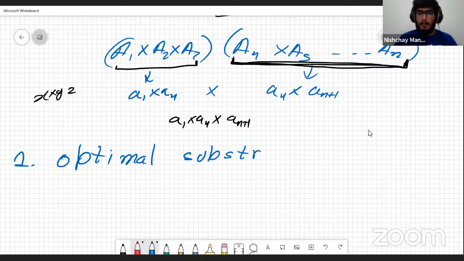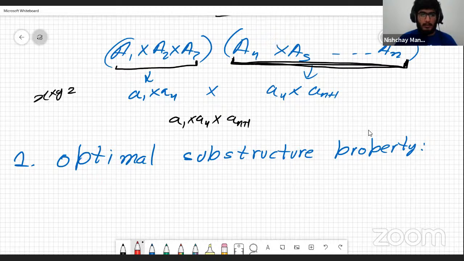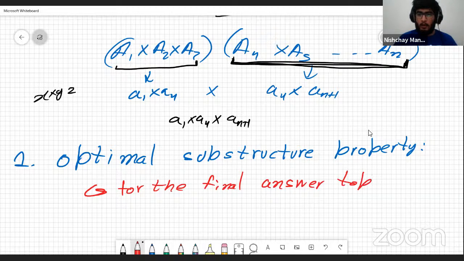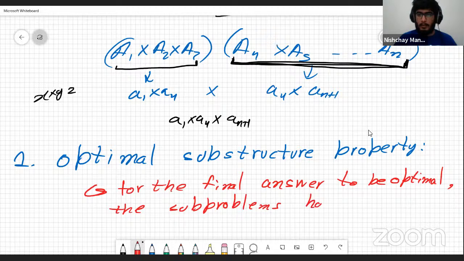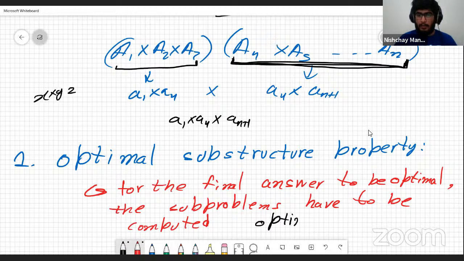Maybe I have introduced this property in a convoluted and complex way, but this is a really simple property. Basically, what it says is that for the final answer to be optimal, the subproblems have to be computed optimally. Here, optimally is an important word, right?